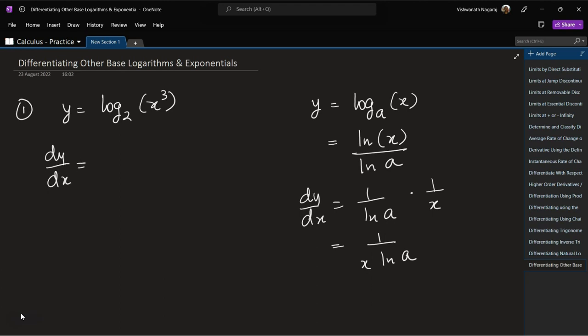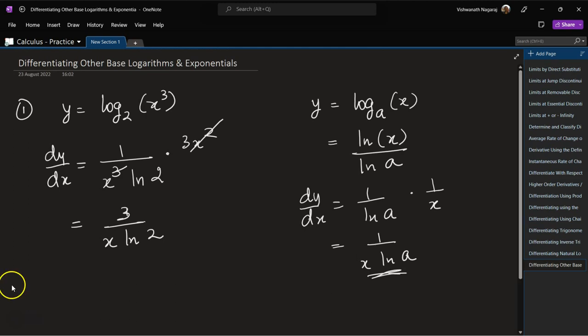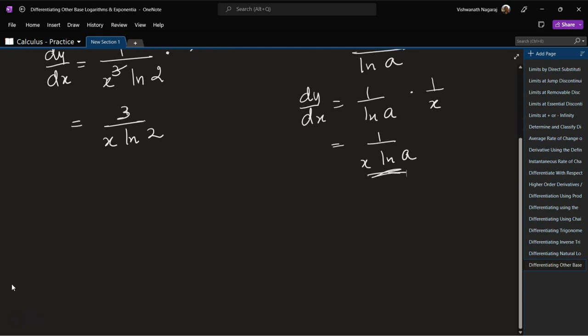dy by dx is equal to 1 by x, here it is x cube, natural log of a, and here a is 2, times we have to differentiate x cube, so 3x square. So this x square and this x square go off, and we are left with 3 by x natural log of 2. So you have to remember this, or you should know how to very quickly derive it.